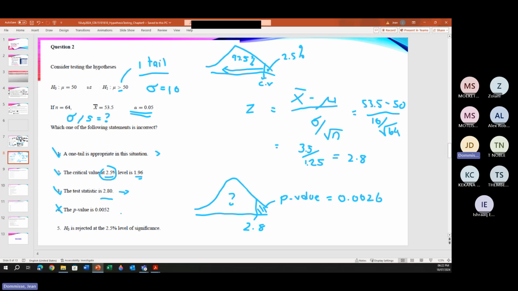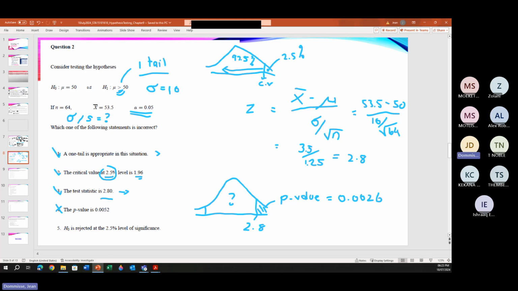If we dealt with a two-tail, then on this side, there would have been a p-value as well. We're not, so then we keep that p-value is only to do with that part because it's a one-tail. One-tail tells me we're only looking, and again, the bigger, we're only looking at that area bigger than. That area bigger than is 0.0026, which tells me that the p-value is incorrect.